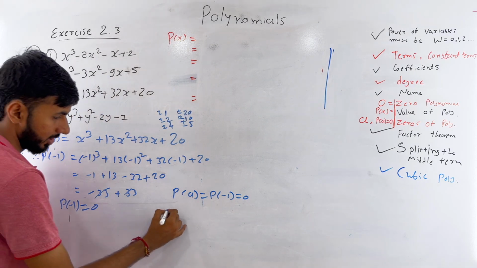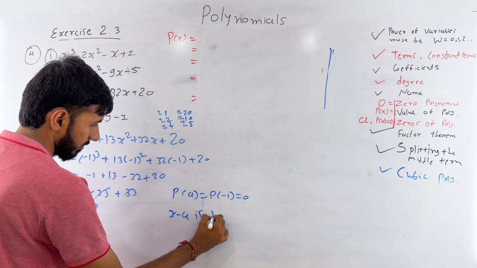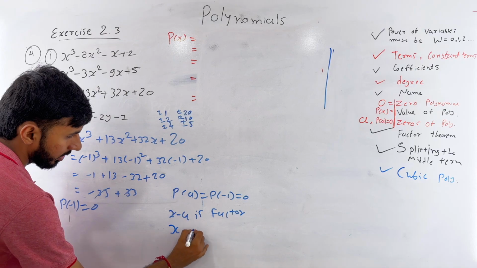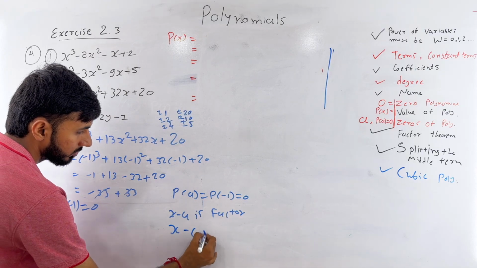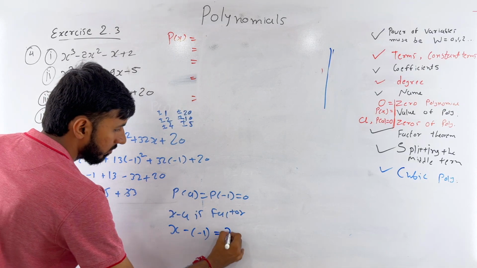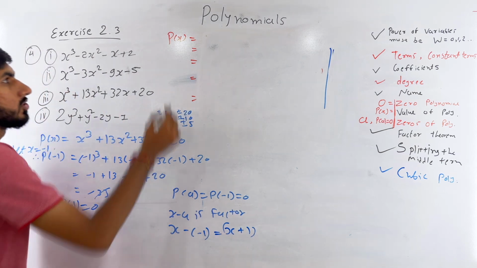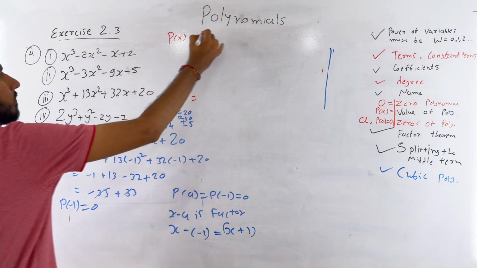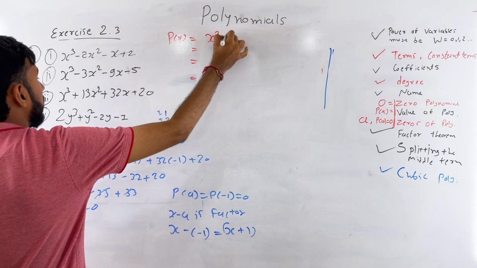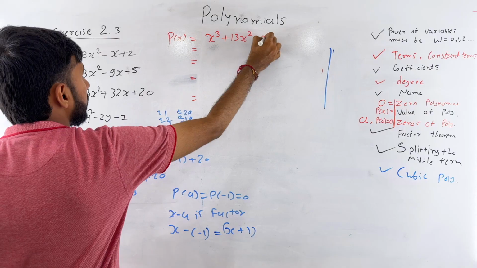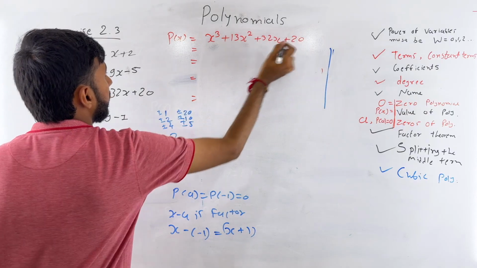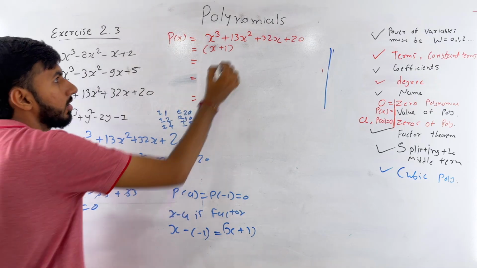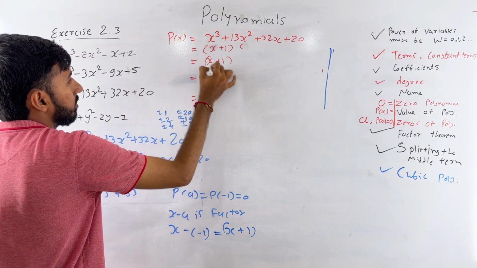So p of a, that is p of -1, is equal to 0. So by factor theorem I can say that x minus a is a factor, and for this question I have a equal to -1, so x minus (-1), that will be equal to x plus 1 is a factor, right? So I can write that p of x equals x cube plus 13x square plus 32x plus 20. My first factor is x plus 1, because I get x plus 1 as a factor. Now let me write x plus 1 here.